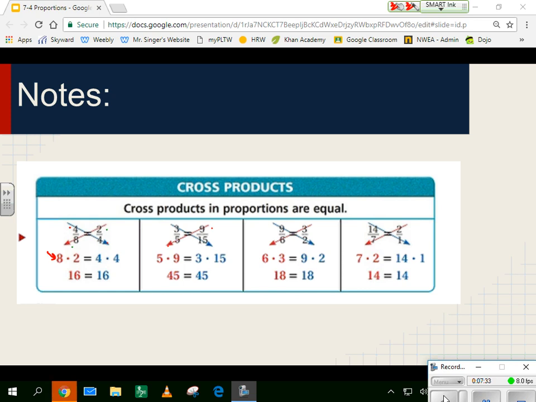On the third one here, 9 and 2 make 18, but so does 6 and 3. So that makes that equivalent as well. And on the last one, we have 14 and 1, and 7 and 2, they both make 14. So we can figure out how to find a proportion or a missing part of a proportion, because as long as we know that crossways the proportions are going to be equal, we can find a missing value. Let's get into some practice.